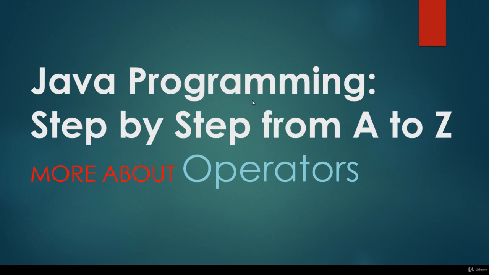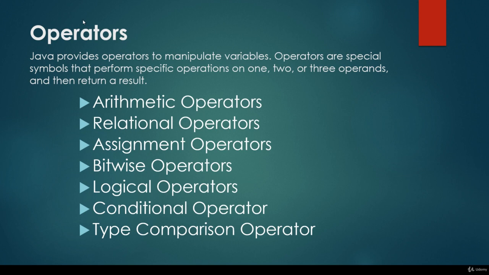In this chapter, we are going to talk about operators in Java. So first of all, what are operators? Java provides operators to manipulate variables. Operators are special symbols that perform specific operations on one, two, or more operands and then return a result.